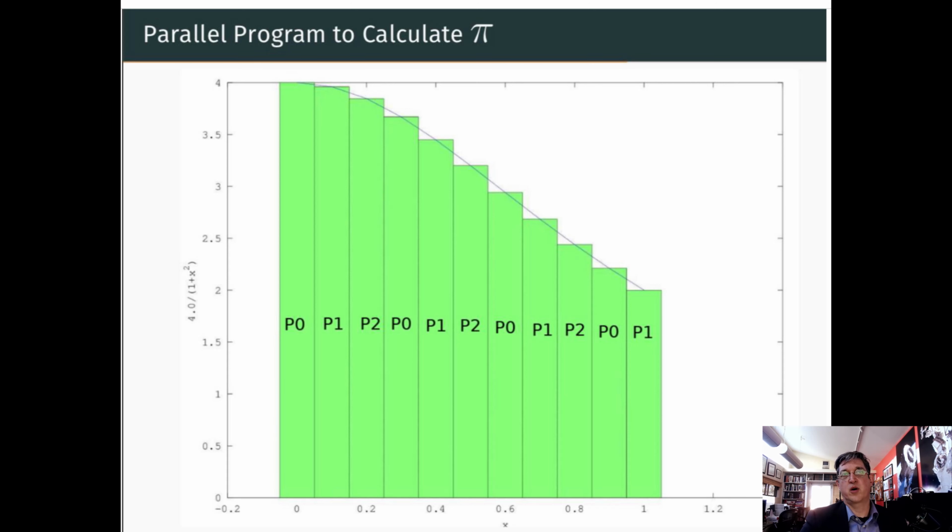The other reason why it's not going to be necessarily exactly scalable the way we'd like is that the number of rectangles we're calculating may not divide evenly by the number of people working on the problem. That's another reason why it won't always be perfectly 1 over the number of people working on it.